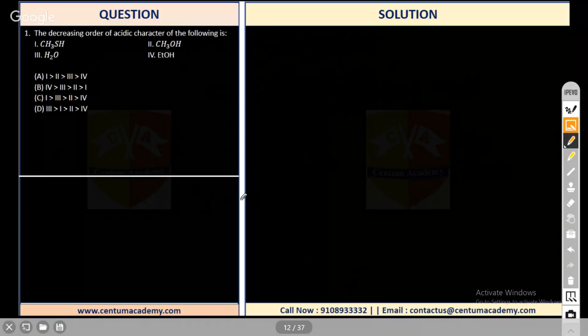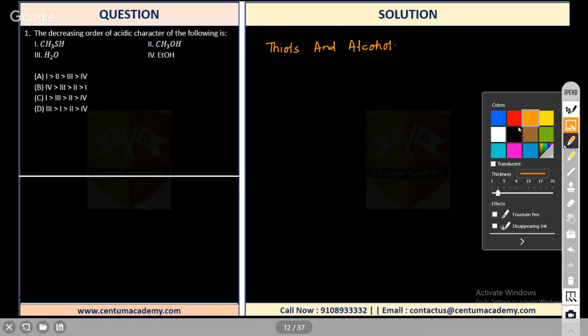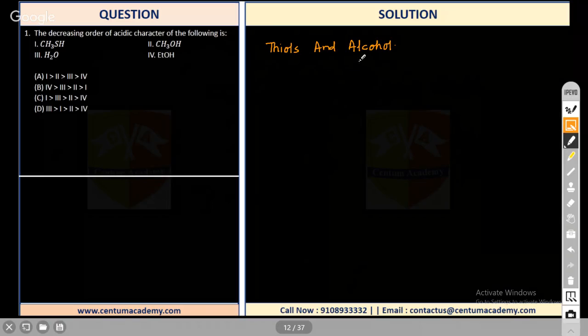You see, this is experimental. This question, or the order, is based on the experimental value, that is Ka or pKa value. So first of all, if we compare thiols and alcohol, the general formula of alcohol is ROH, and the thiol general formula is RSH.